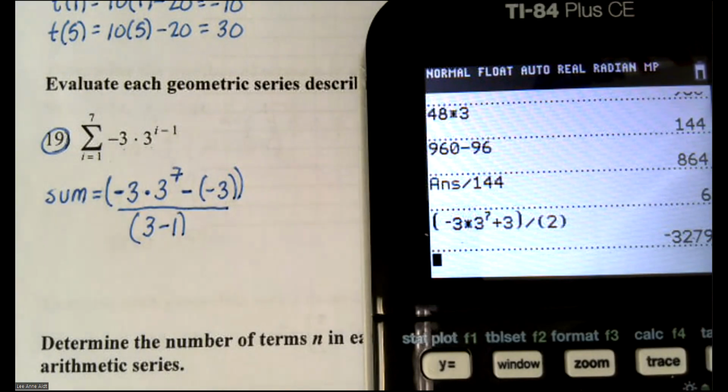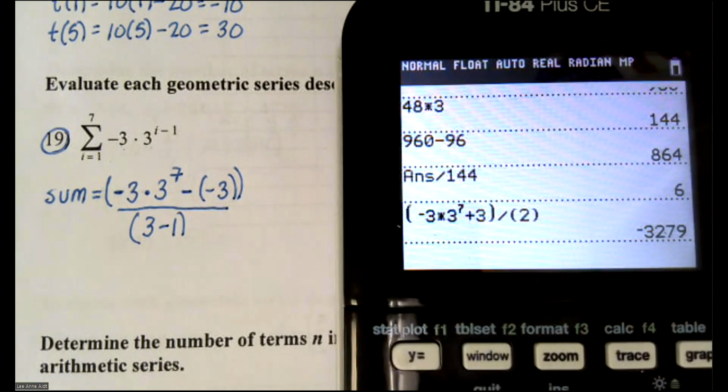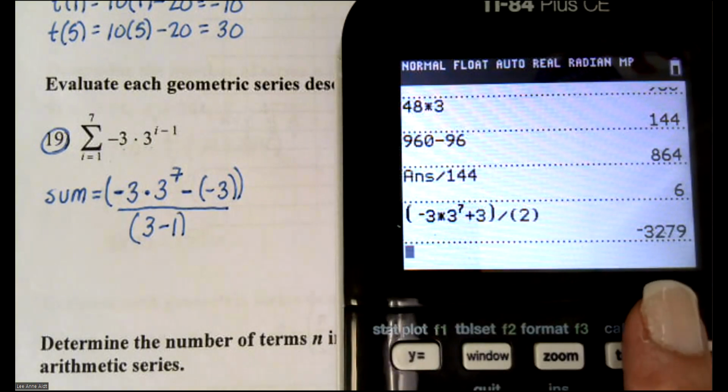I don't know why I put the parentheses around the 2. If I was going to do the math, why did it? Anyway, it's fine. Negative 3279. Did anybody do this problem already and get negative 3279? Yeah, okay, thank you.